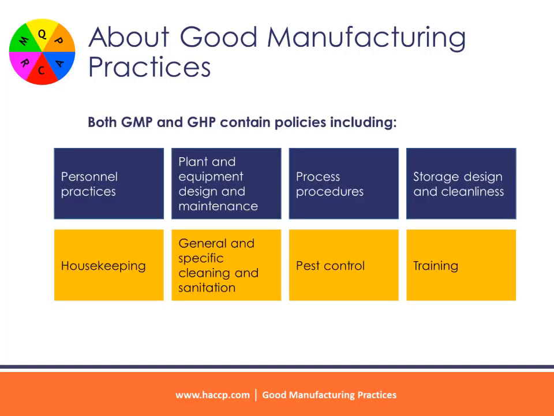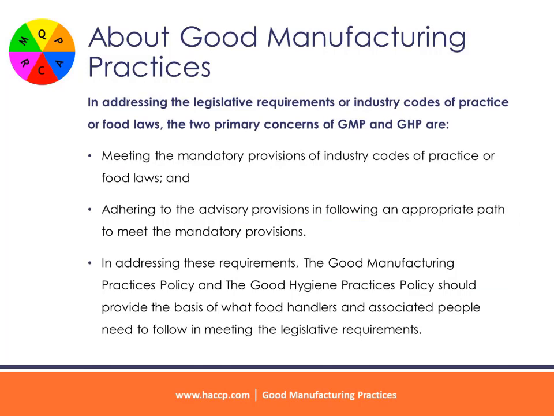Both GMP and GHP contain policies including personnel practices, plant and equipment design and maintenance, process procedures, storage design and cleanliness, housekeeping, general and specific cleaning and sanitation, pest control, and training. In addressing the legislative requirements or industry codes of practice or food laws, the two primary concerns of GMP and GHP are meeting the mandatory provisions of industry codes of practice or food laws, and adhering to the advisory provisions and following an appropriate path to meet the mandatory provisions.